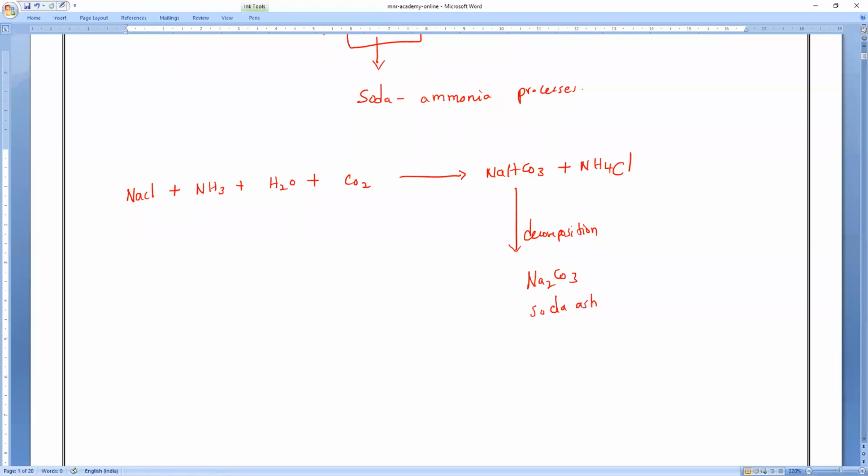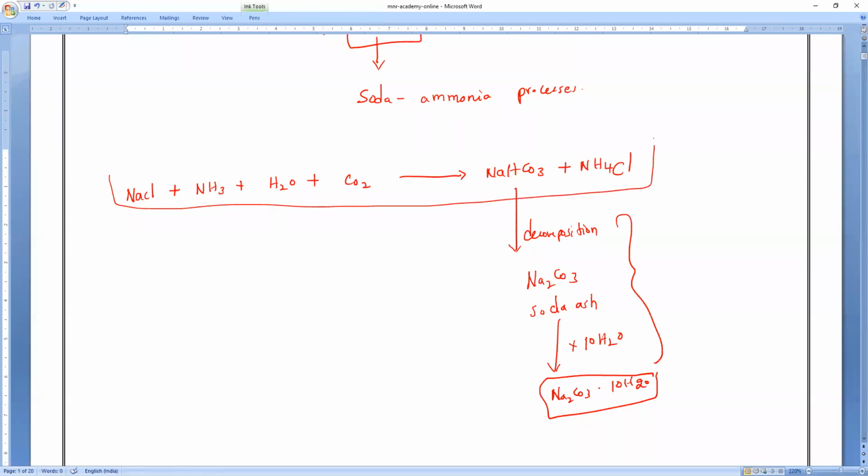Understand? So if you add water to this soda ash, if you add 10H2O, what are we going to get, guys? We are going to get washing soda. Yes or no? So that is what we studied. So three steps for washing soda, only a single step for baking soda.